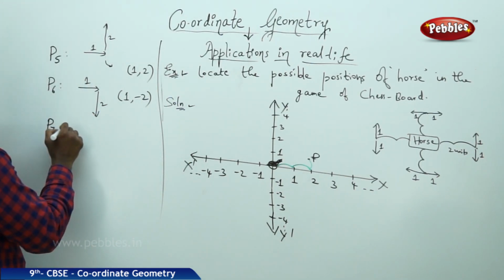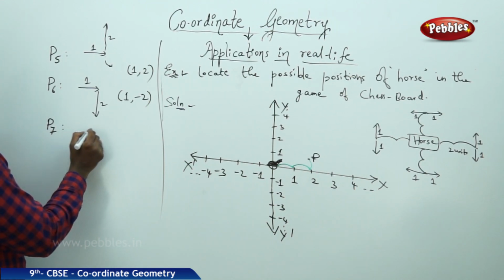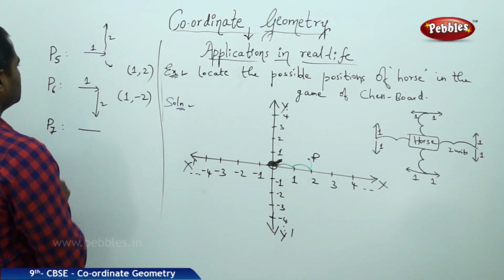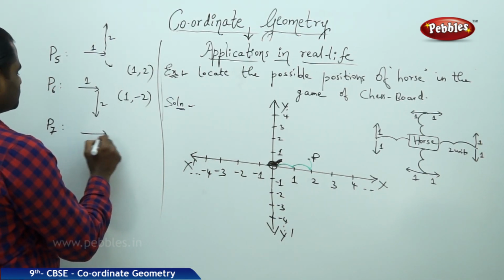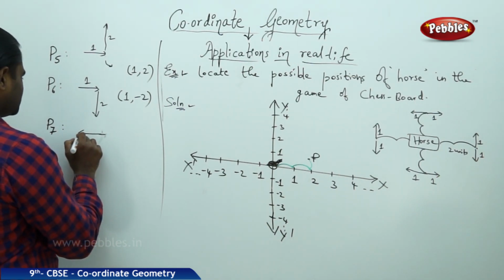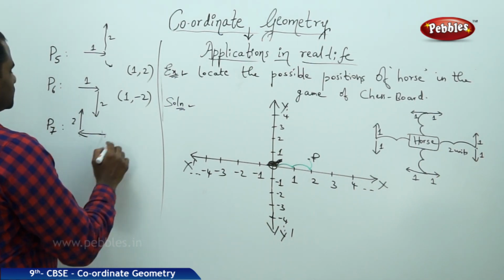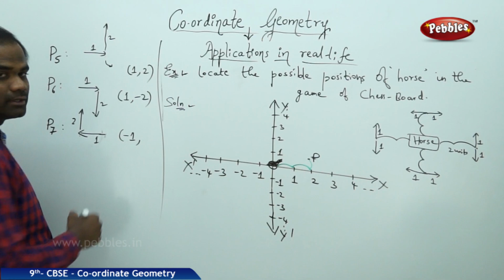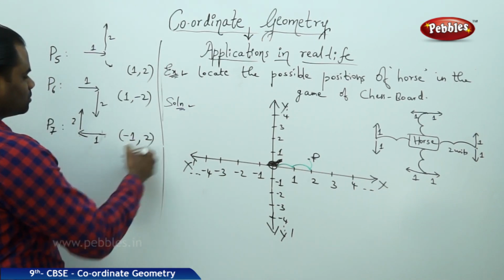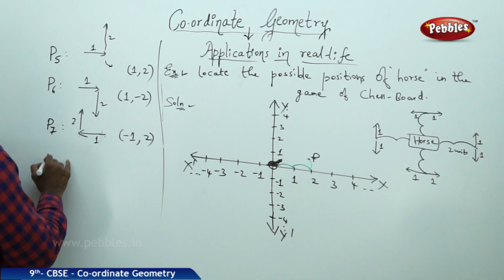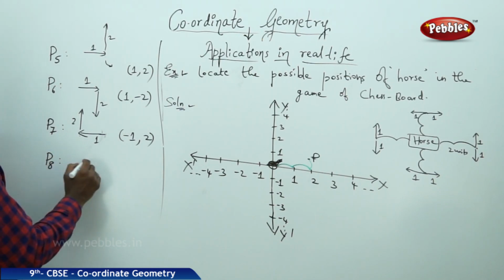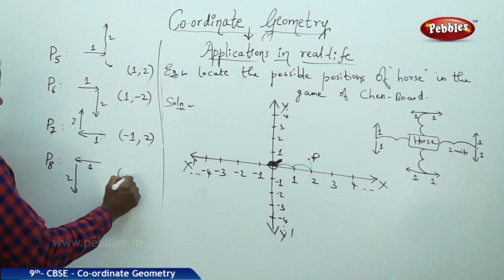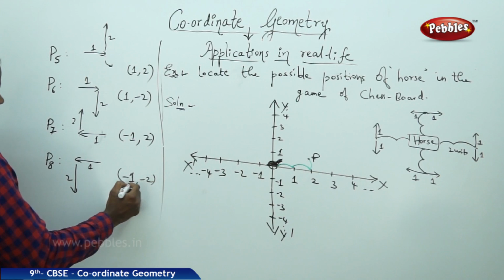Next, I have my P7, which is when the horse moves 1 unit left and 2 units up. So here I have my coordinates which refer to 1 unit left, and hence -1, and 2 units up, so +2. Similarly, the last case being that the horse can move 1 unit left and 2 units down, and therefore it moves both ways, -1 and -2.